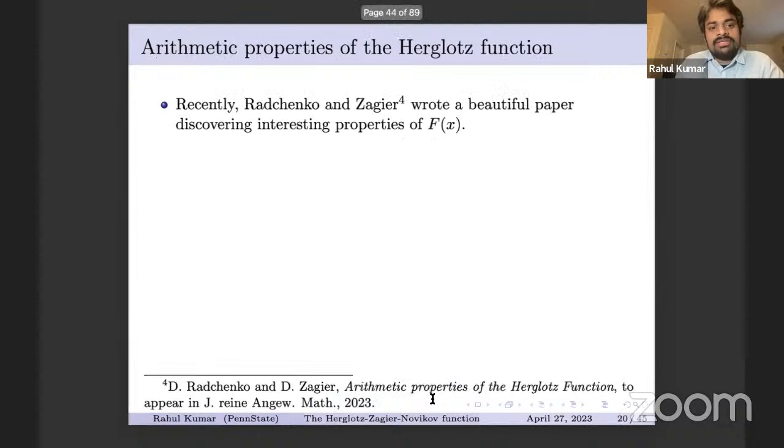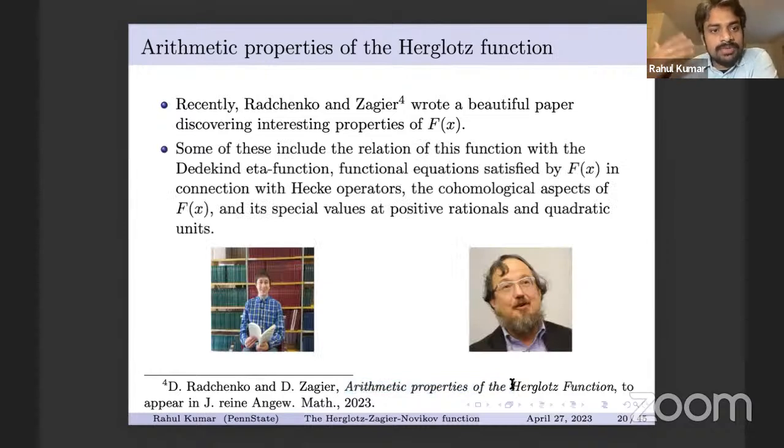Okay, so now let me come back to the functions that appear in Kronecker limit formulas. We have seen that the Herglotz function appeared in the Kronecker limit formula obtained by Zagier. Recently, Radchenko and Zagier wrote this paper where they studied various properties of the Herglotz function, where they found the various functional equations satisfied by F of x coming from Hecke operators. They evaluated it for positive rationals and quadratic units. So this is a nice paper.